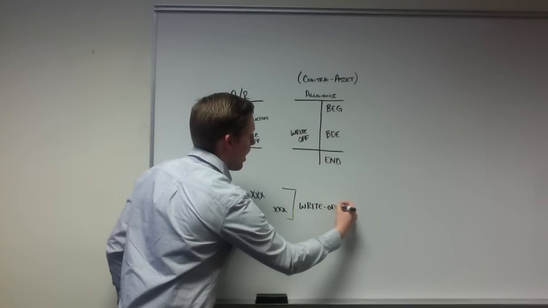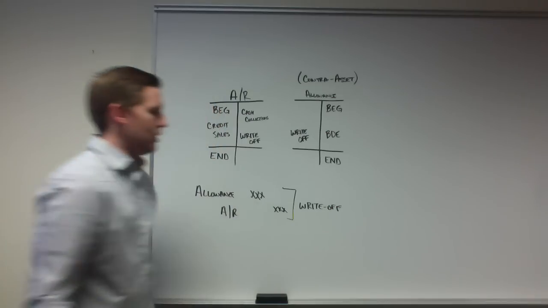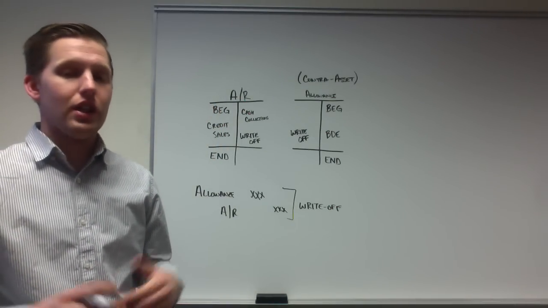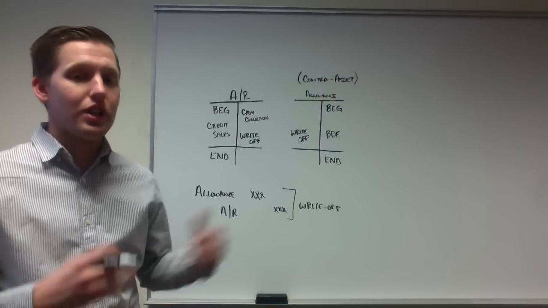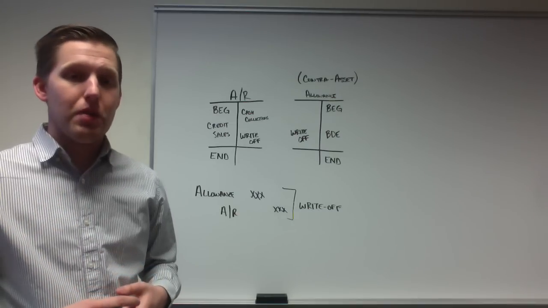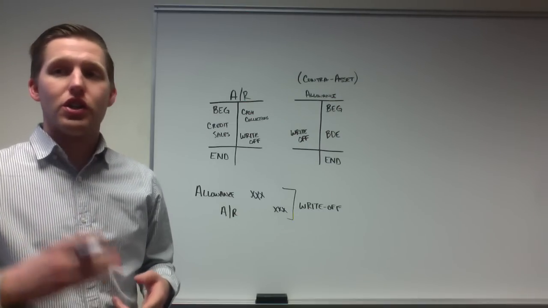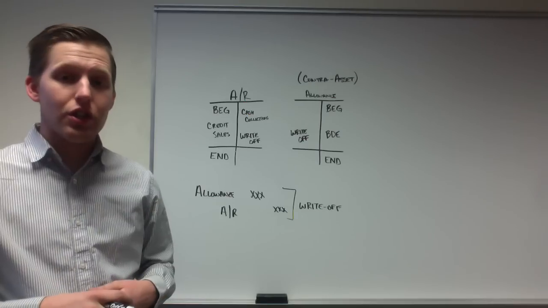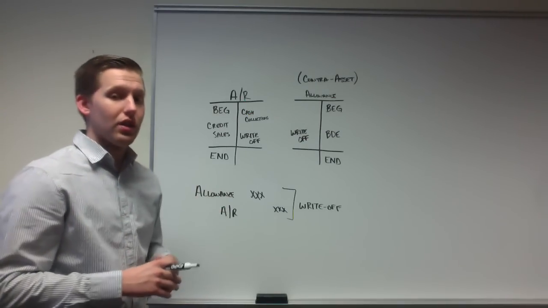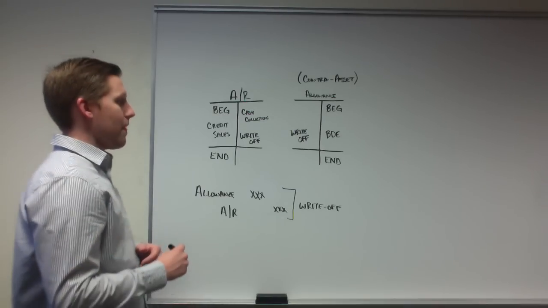I'm going to hit that a lot because it really is critical to understanding how to do these problems. T accounts will help you in so many ways, not just with allowance for bad debt, but when you're doing depreciation expense, when you're just trying to figure out adjusting journal entries and what they need to be at the end of the year. Understanding how T accounts work is crucial, so I'm going to hit that a lot.